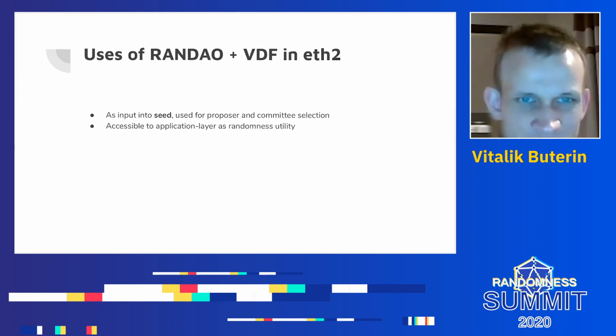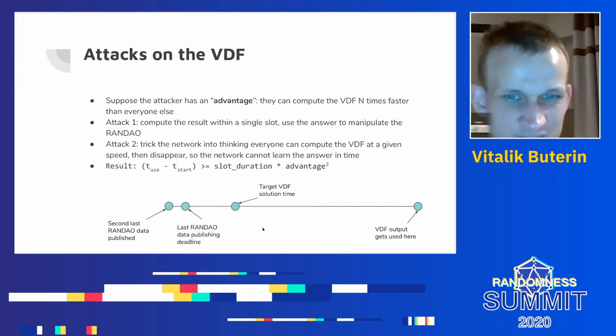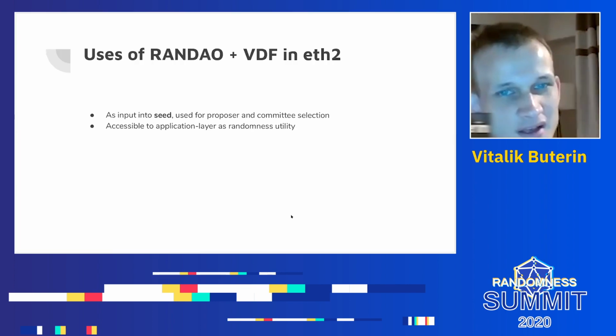One nice thing about application layer use cases is that for a lot of them, you don't need this hard deadline. For a lottery, for example, you can just have the answer whenever you have it. And so from a lottery's point of view, the time between request and the time of use actually is going to be here, right? But for these consensus layer applications, we do need to have a fixed time at which the answer actually gets used, and so there's this advantage squared problem.